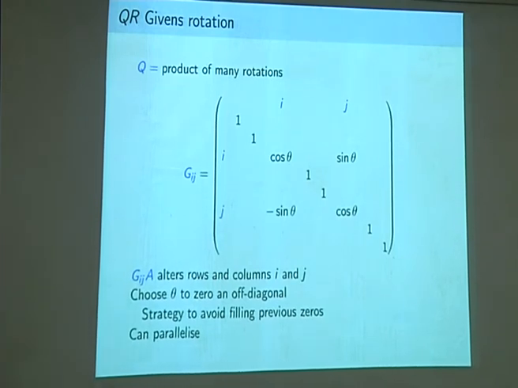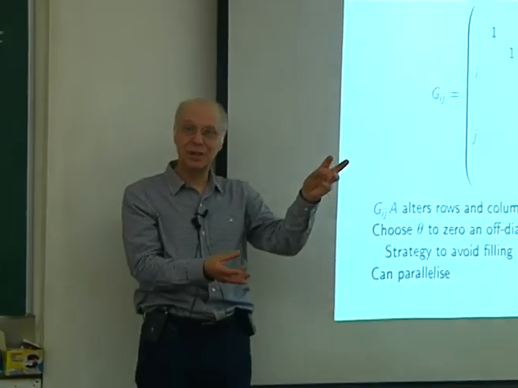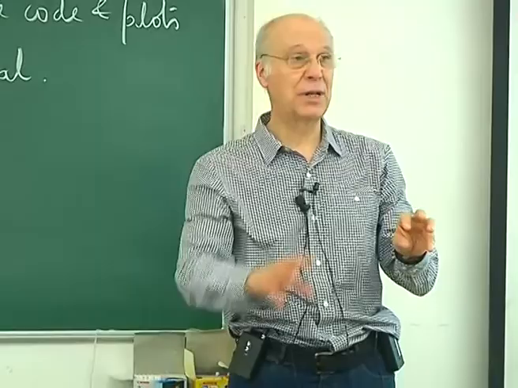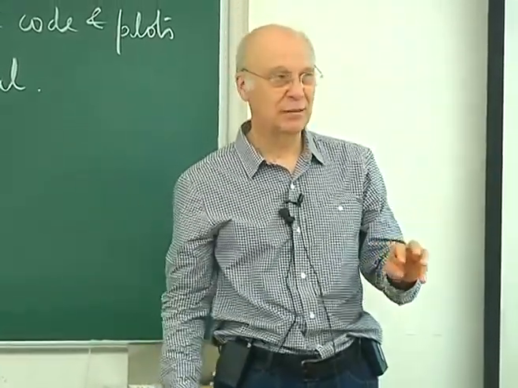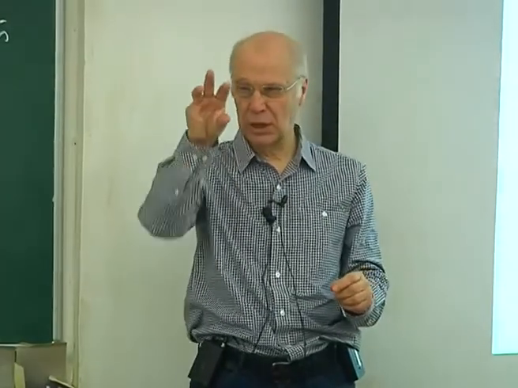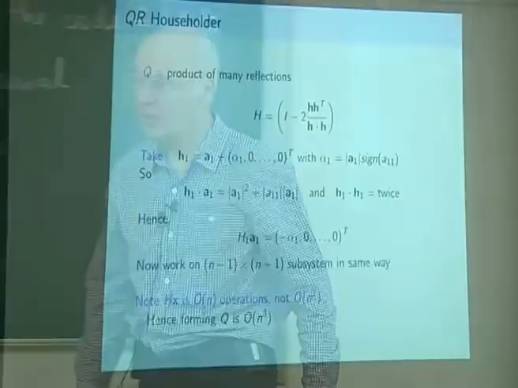You need a strategy, because when you rotate, you zero one term, but you may turn a previous zero into a non-zero term. So there is a campaign to work through this matrix so that you introduce zeros without undoing them. What you do is start at the 1, 2 entry and work down the first column, making zeros. Then you move to the next column and work down, etc. So there's a strategy for getting through it.